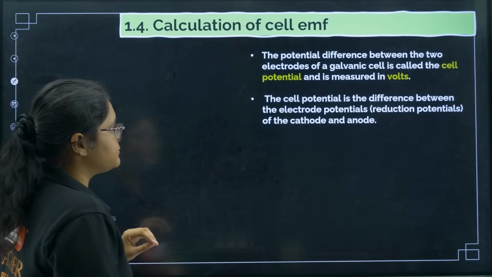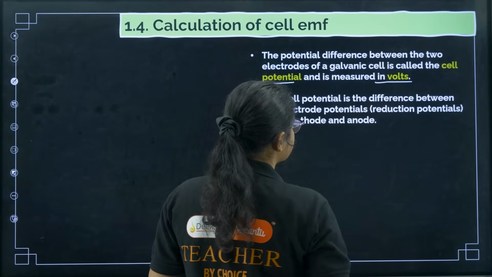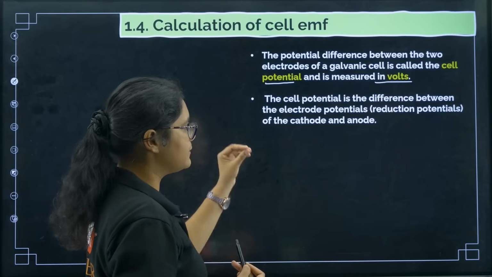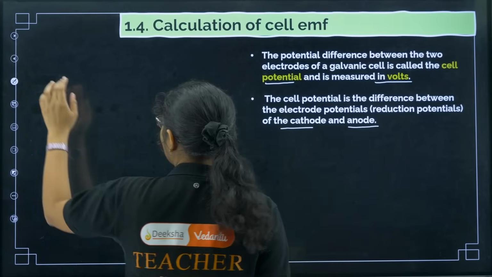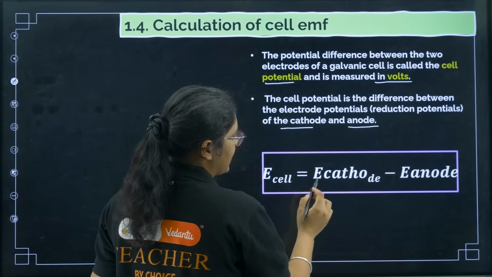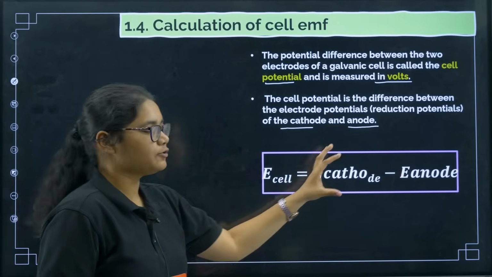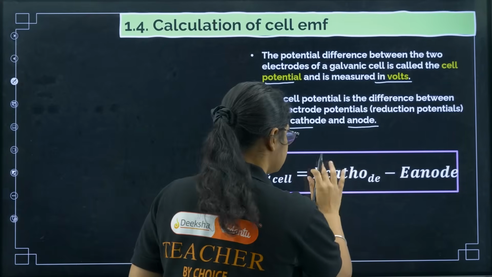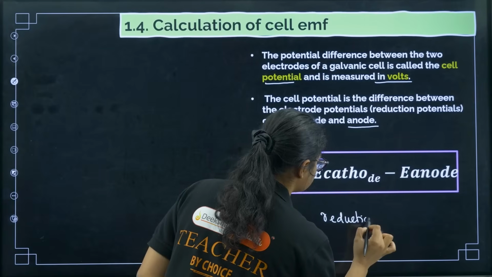The potential difference between the 2 electrodes of a galvanic cell is called cell potential and is measured in volts. The cell potential is the difference between the electrode potentials of the cathode and the anode. So E cell can be calculated as E cathode minus E anode, and both of these potential values should be in the form of reduction potentials.